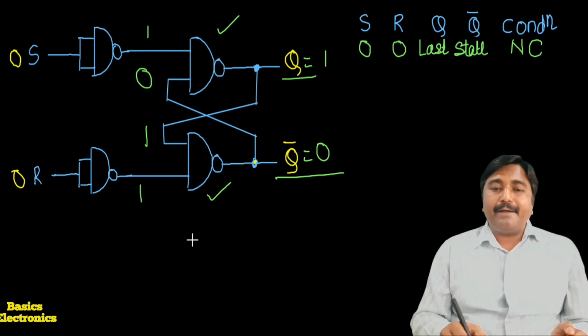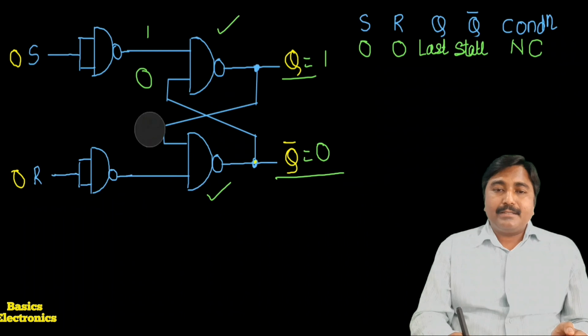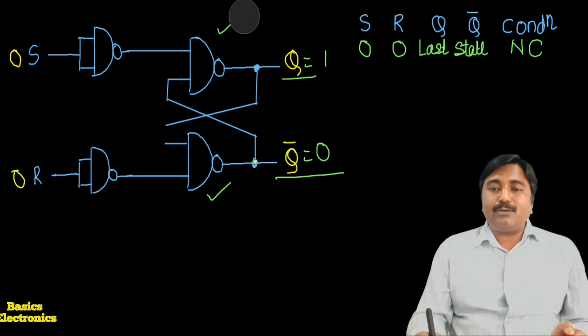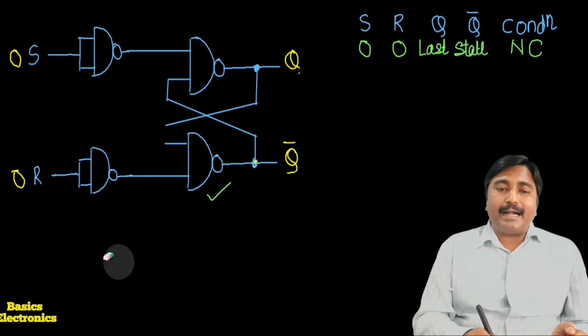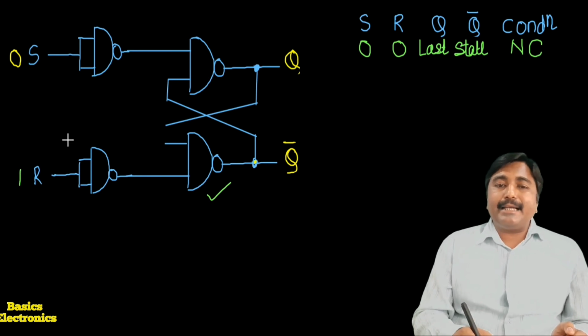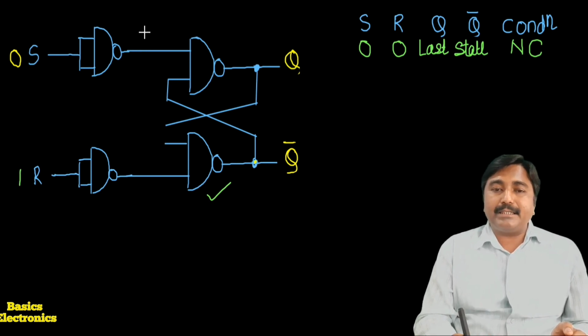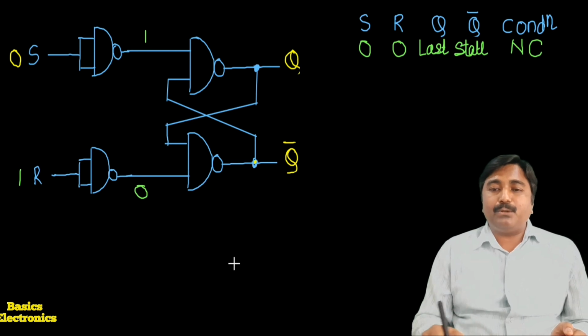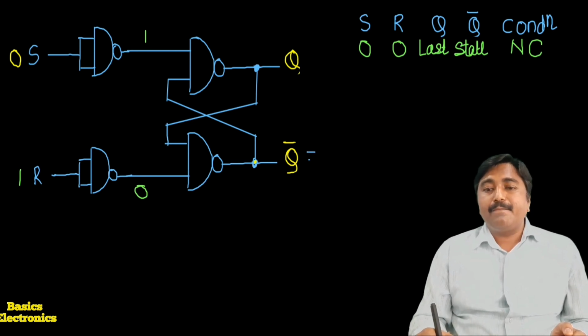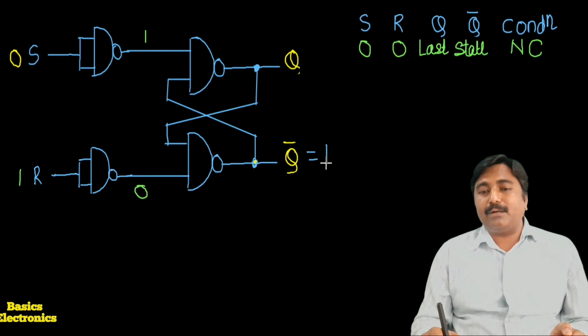Now we apply a different input. The second combination is when S equals 0 and R equals 1. Here R equals 1. S equals 0 means the upper inverter produces a high output, whereas the lower inverter produces a low output. The lower NAND gate has a low input, and as the low input is there, the output of the lower NAND gate, Q bar, equals 1.